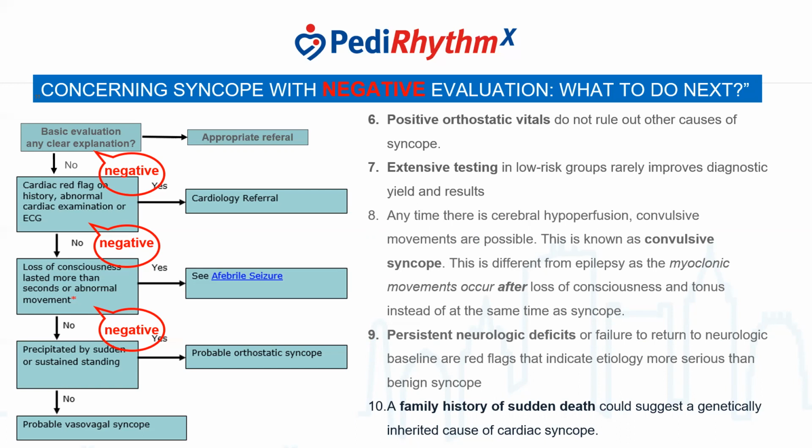A family history of sudden death could suggest a genetically inherited cause of cardiac syncope.